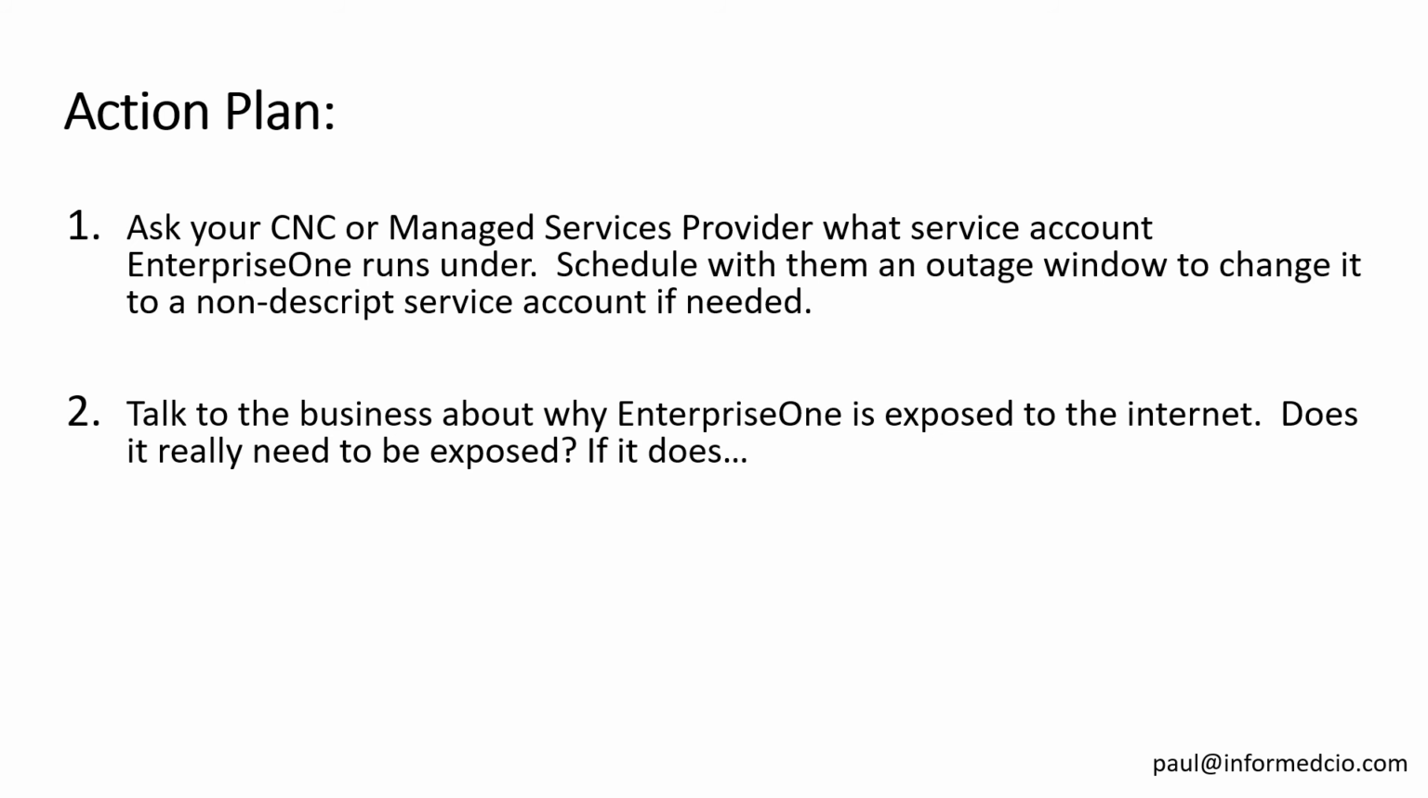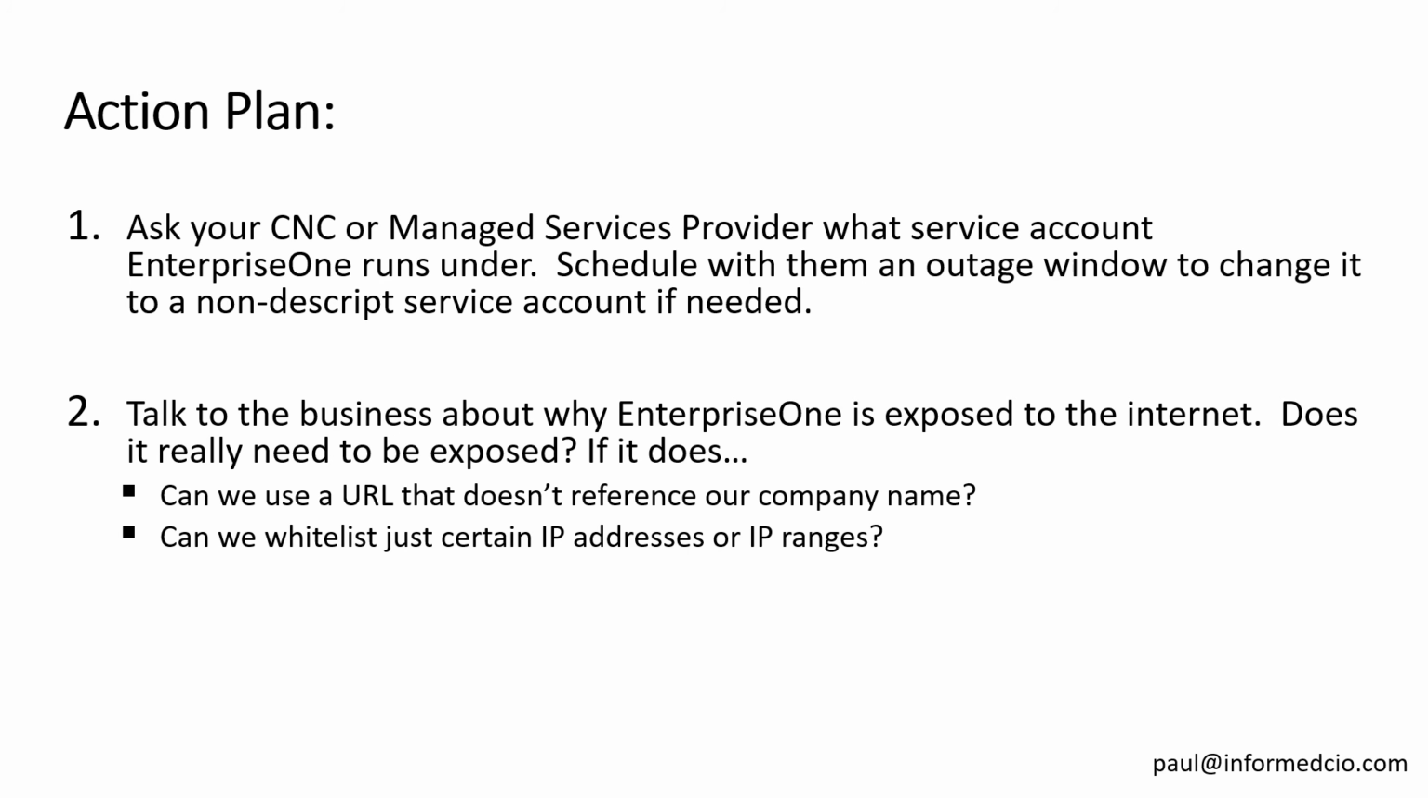But let's say it does have to be exposed. Can you use a URL that doesn't reference your company name? That way, if someone is directly targeting your organization, you don't have that easy link between what my company name is and what my URL is. Make it at least a little bit more difficult for them to find out what that JD Edwards system URL is. Another mitigation might be, can you whitelist specific IP addresses or specific IP ranges for accessing this system? It's not perfect, it's a weak defense, but it's still throwing up another barrier to entry.